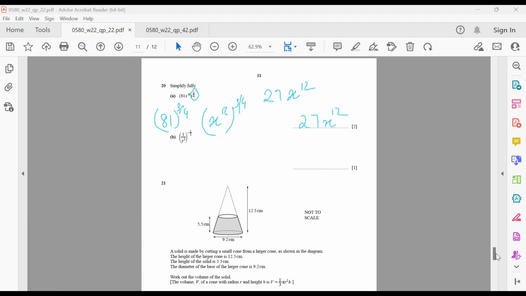And the b part. So now we have 1 raised to minus 1 by 2 upon y squared raised to minus 1 by 2. So 1 raised to minus 1 by 2 is just 1. And then you have 2 into minus 1 by 2, so the 2s cancel, so that's y raised to minus 1, which is equal to 1 upon y. So the answer is 1 upon y.